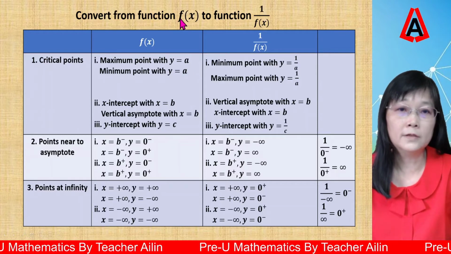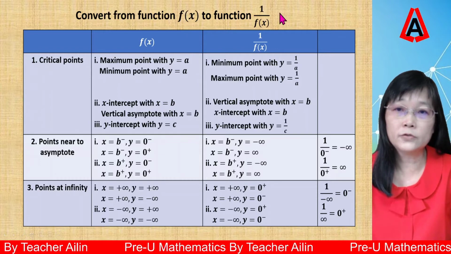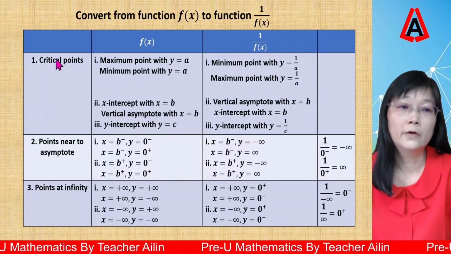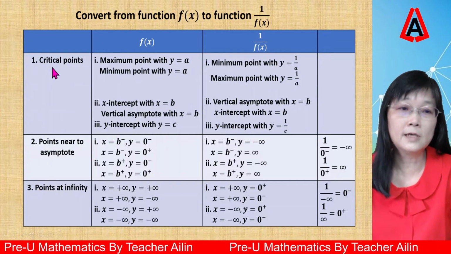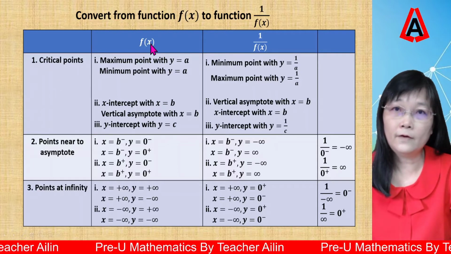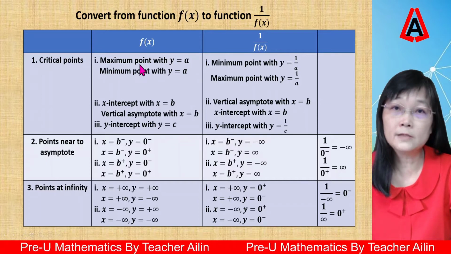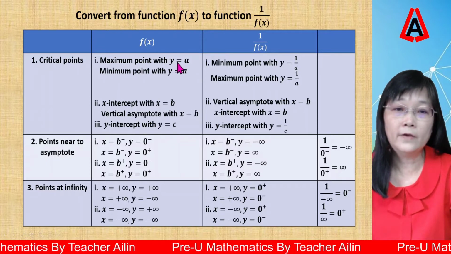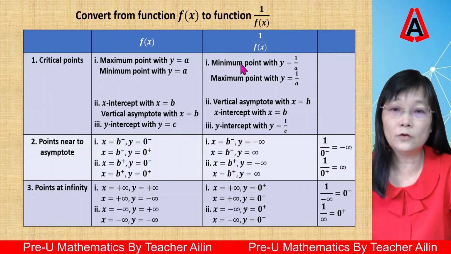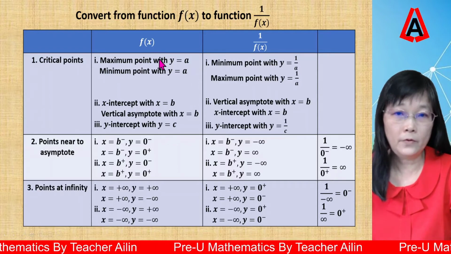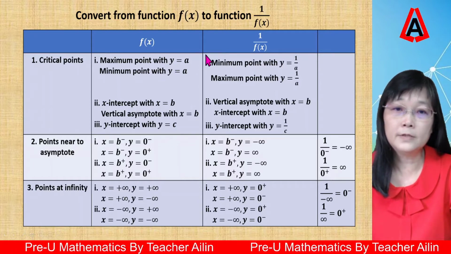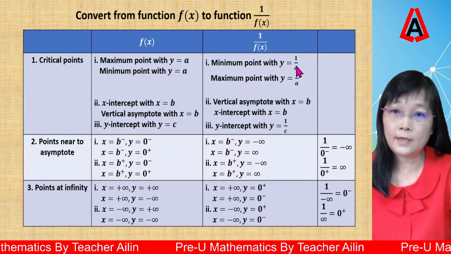But when we convert the function from f of x into the reciprocal function, we must consider some important points. First thing is we must consider some of the critical points. First, if the function f of x has any maximum point with the maximum value y equals a, when converted to the reciprocal function 1 over f of x, this maximum point becomes a minimum point, but the value of the minimum point is 1 over a.